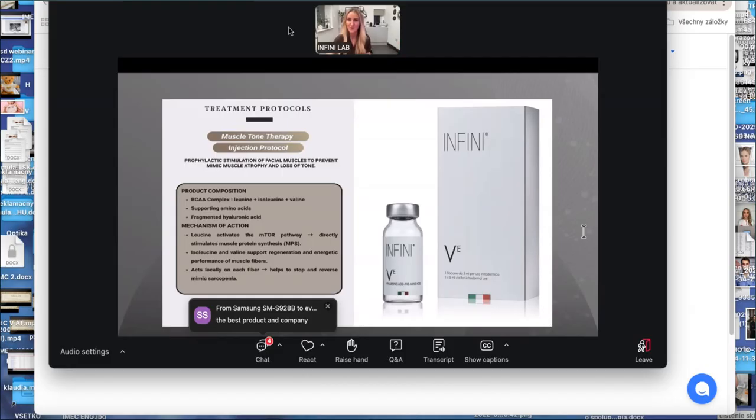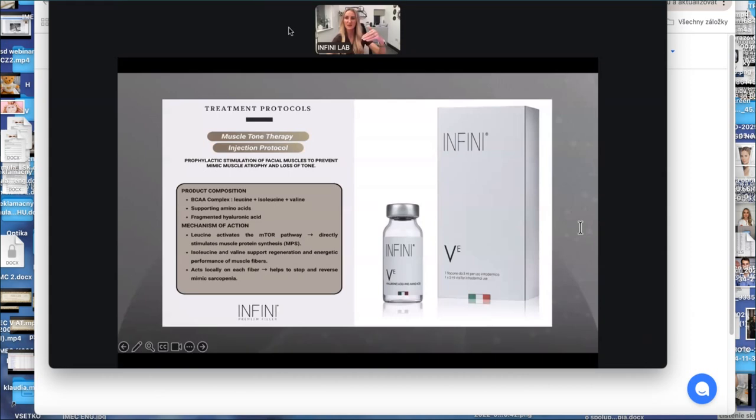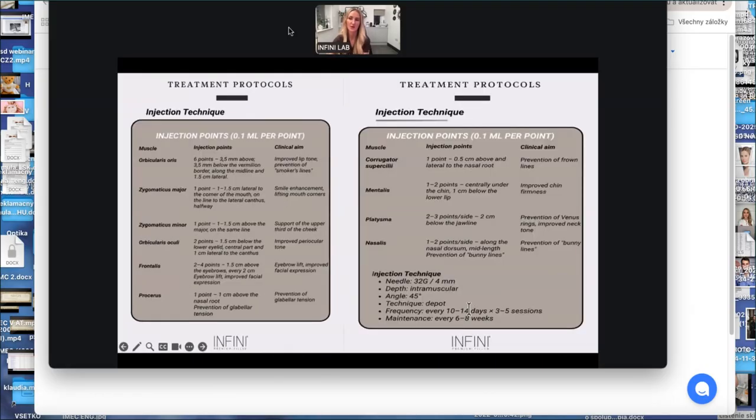People drink BCAA after the workout to help the muscle recover and stay stronger. And this is exactly what we are doing here. We are giving the muscle the same building blocks, but in a precise medical way, direct into the areas where the muscle is getting weaker with age. So they simply support the natural physiology and help the muscle to hold and function, I would say, for longer.